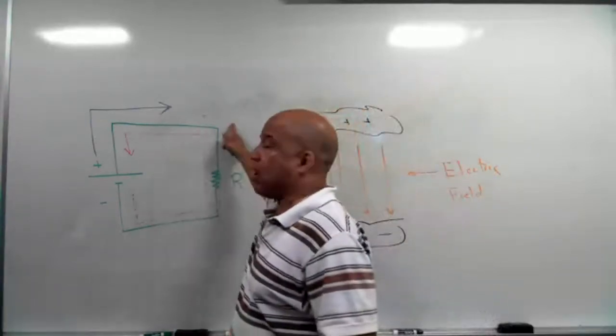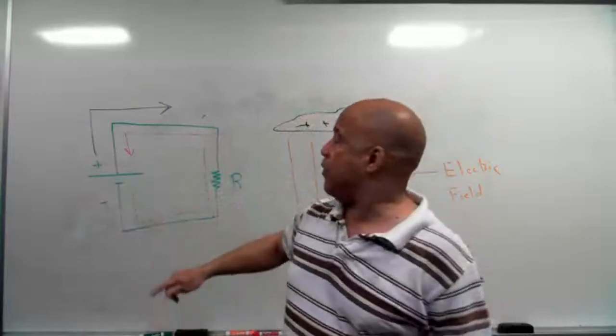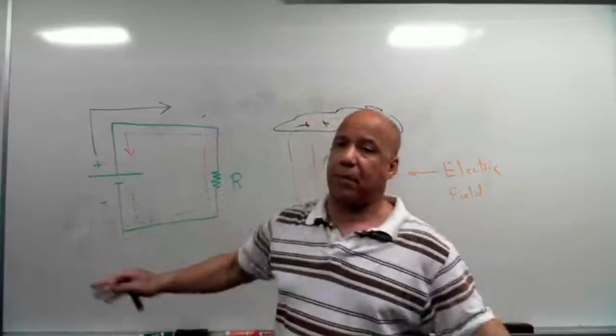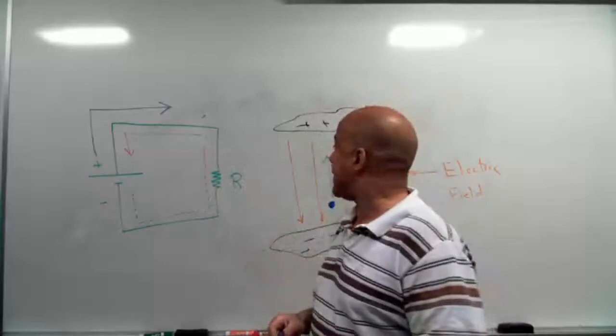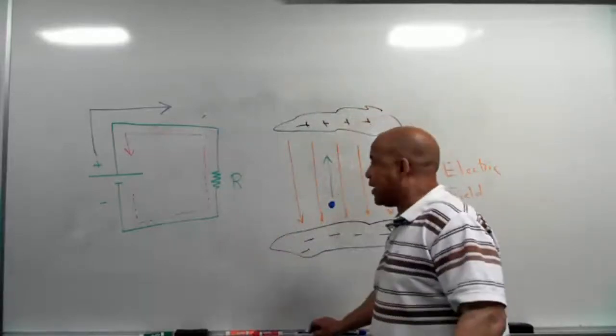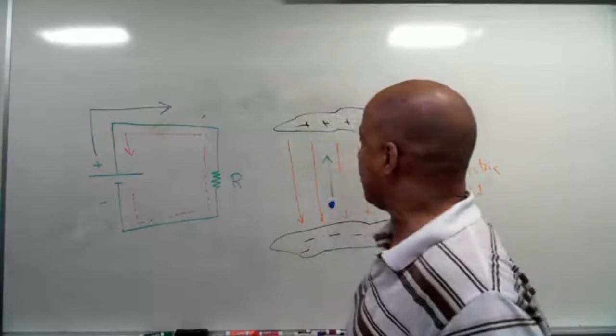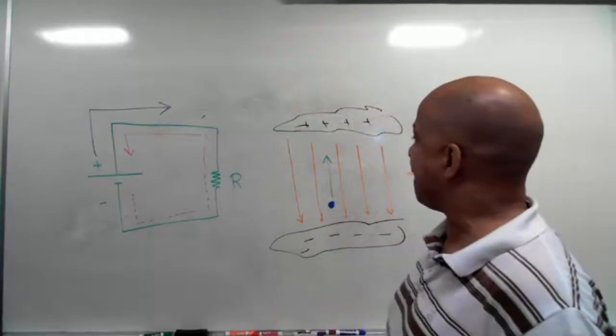If you're going to use conventional current flow, use it all the time. If you're going to use electron flow, use it all the time. You will not confuse me at all. But pick one and then stick with it. All right, so questions or comments on what I have said so far? Any questions or comments?